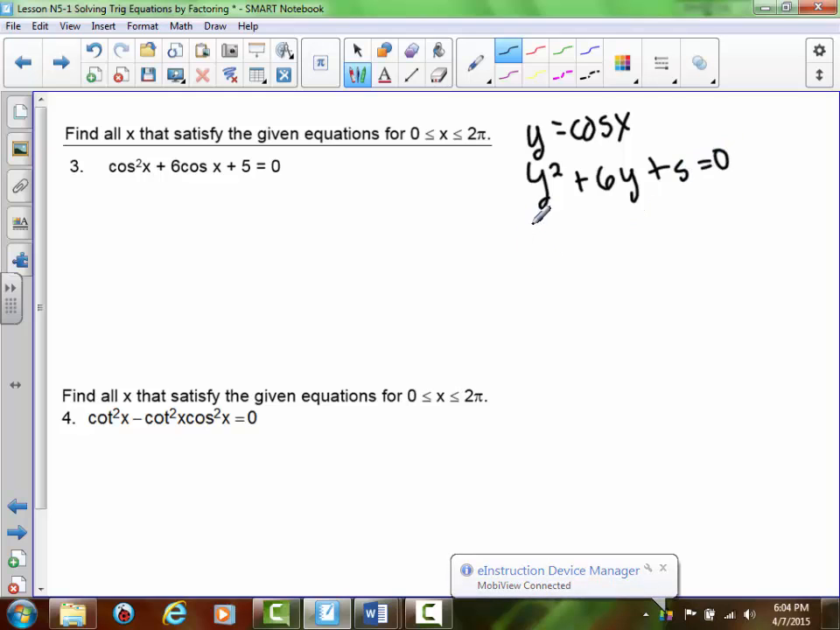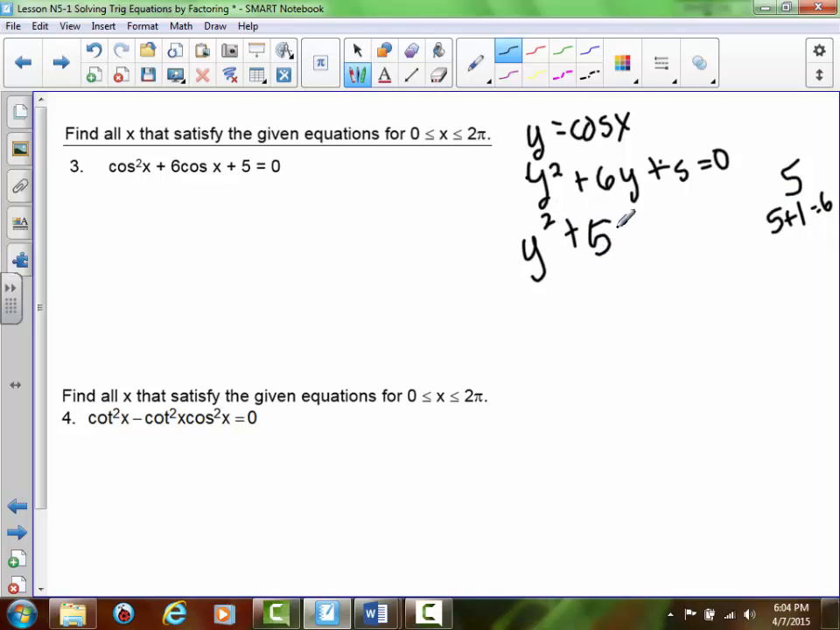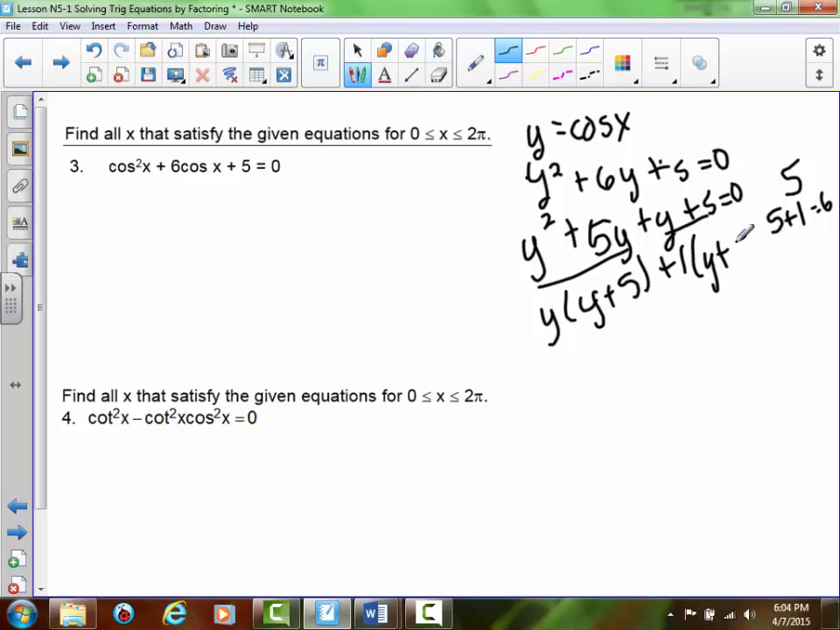And then you know that 1 times 5 is 5, and 5 times 1 is the only way you're going to get 5. And then we're adding them together, so we'll get 6. So you could change this to y squared plus 5y plus y plus 5 equals 0. Then you look for your GCF in your two groups. You get y times y plus 5, and you get 1 times y plus 5.